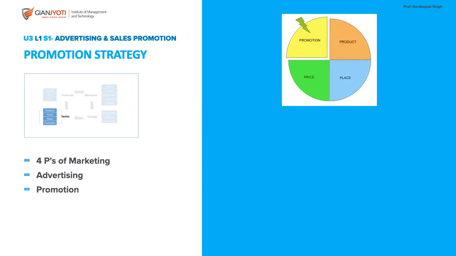So let us start with the promotion strategy. If you remember this, that we started as the marketing process with objectives, strategy, tactics, and financials. Under tactics, we discussed 4 P's of marketing. So these are product, place, price, and now we are going to discuss the promotion.